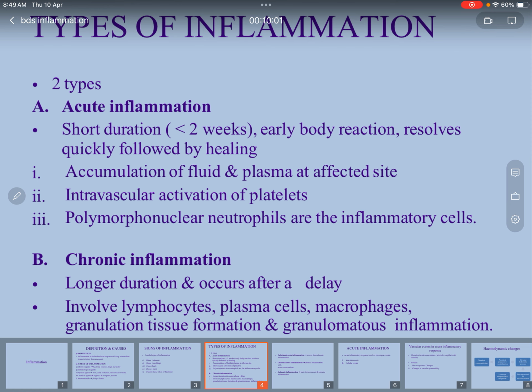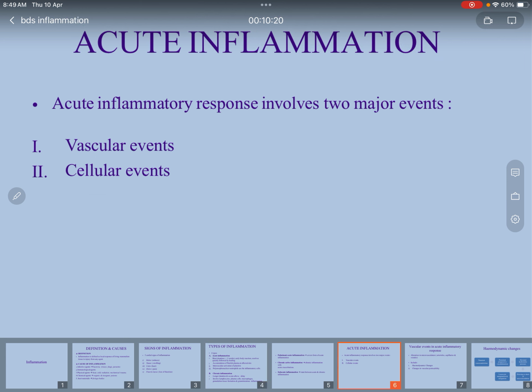Chronic inflammation has a longer duration and occurs after a delay, and it involves lymphocytes, plasma cells, macrophages, and granulation tissue formation as well as granulomatous inflammation. So, acute inflammatory response involves two major events. That is, the first one is vascular events, the second one is cellular events.